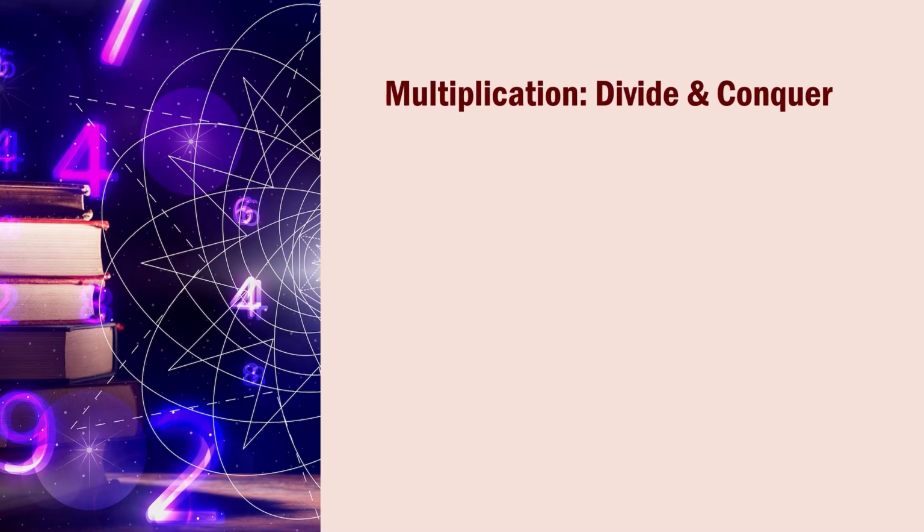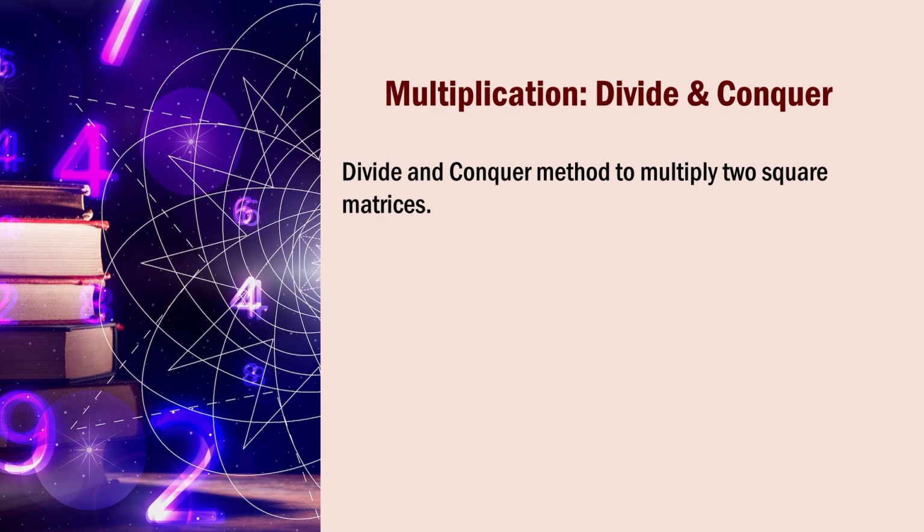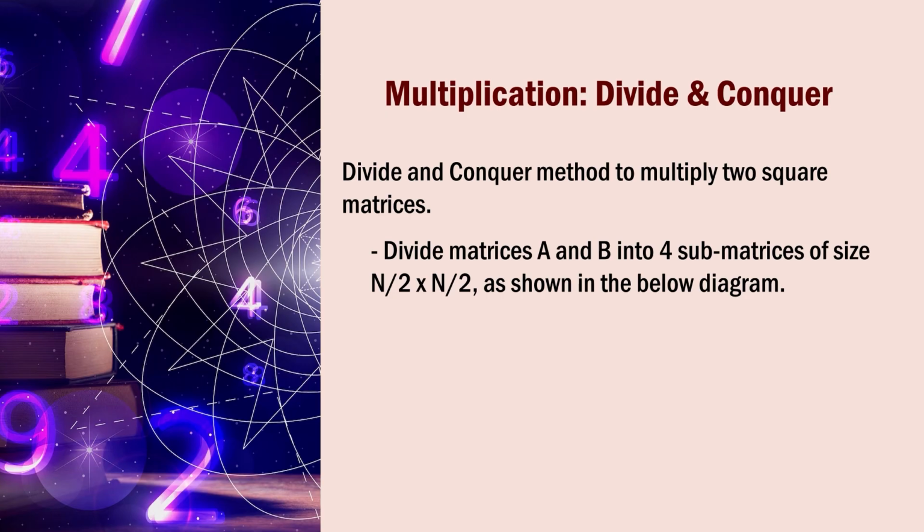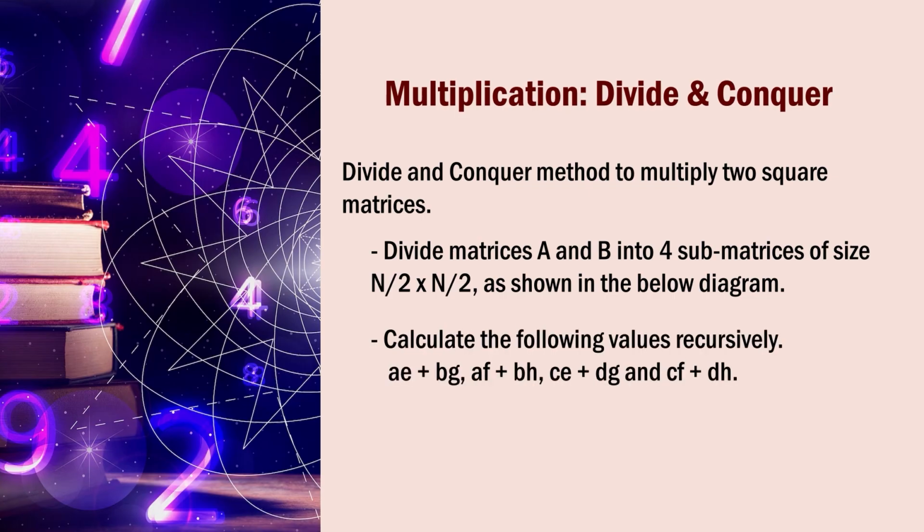The next matrix multiplication approach is the divide and conquer approach: how to divide a big problem into small problems and how to solve them. In the divide and conquer method to multiply two square matrices, we divide matrices A and B into 4 submatrices, each having size n by 2. We already discussed the divide and conquer approach. If the problem size is n, at each iteration we reduce the size of the problem by half, that is n to n by 2, n by 2 to n by 4, n by 4 to n by 8.